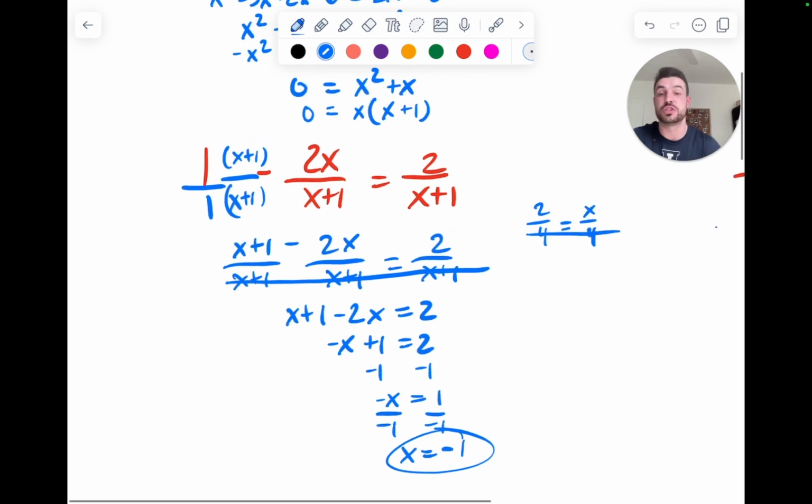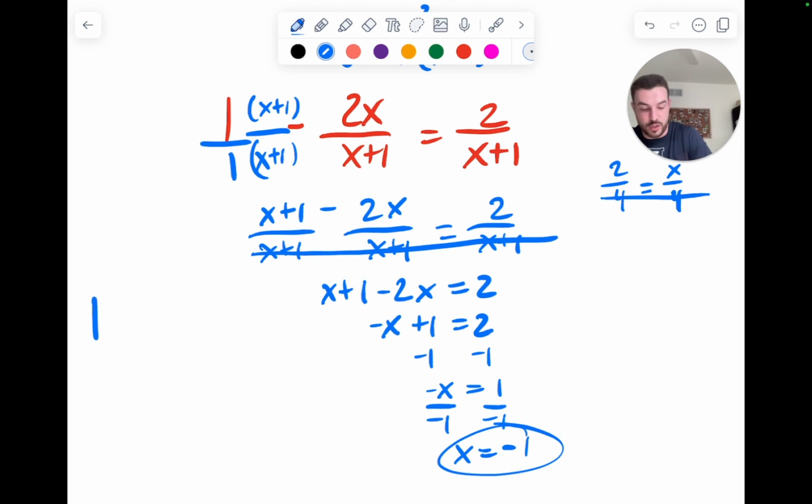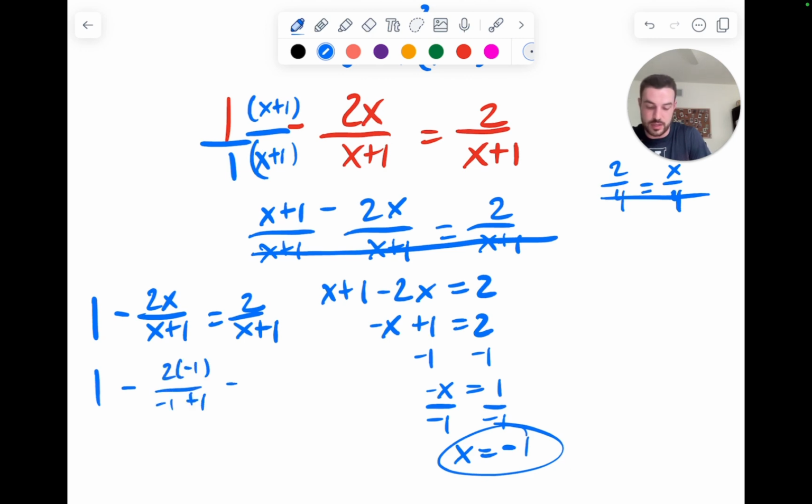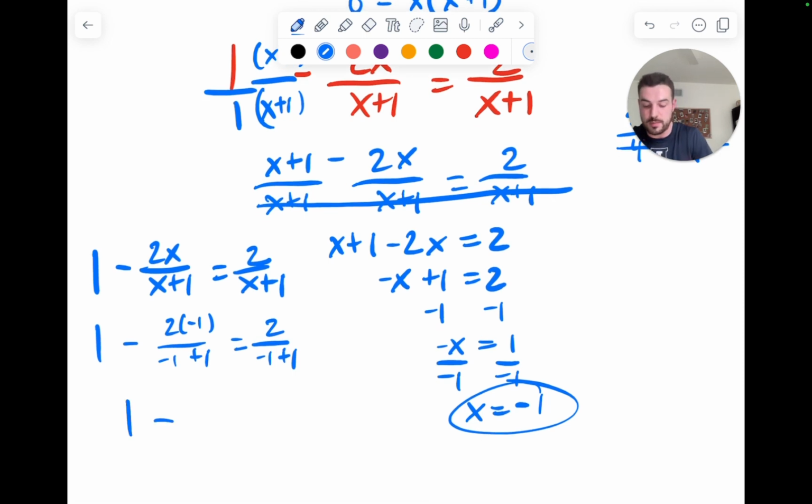Now what we need to do is check our work. So I'm going to do this on the side here. My original equation was this. And so I'm just going to plug in negative 1 instead. 1 minus 2 times negative 1 over negative 1 plus 1 equals 2 over negative 1 plus 1. That leaves me with 1 minus negative 2 over 0 equals 2 over 0.